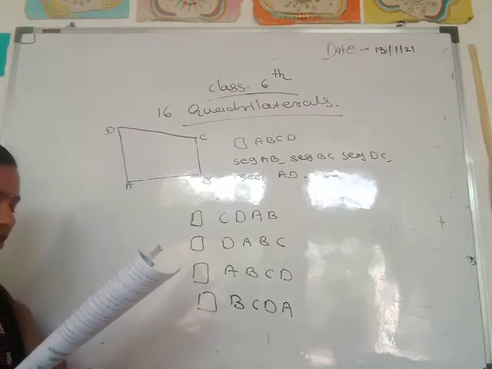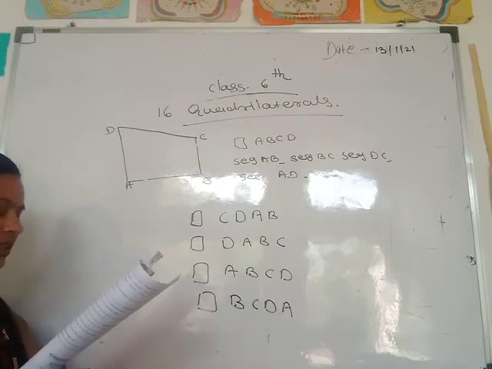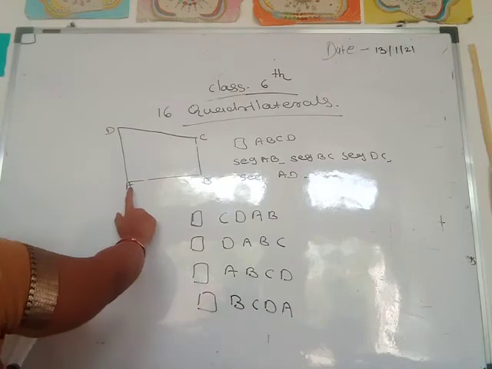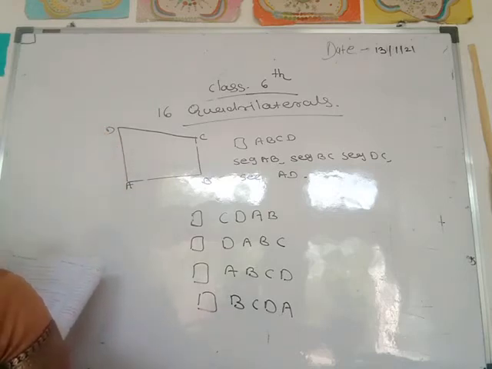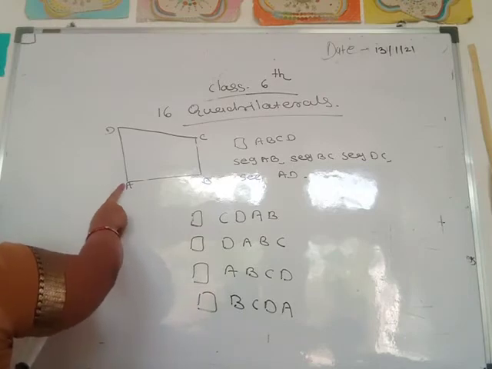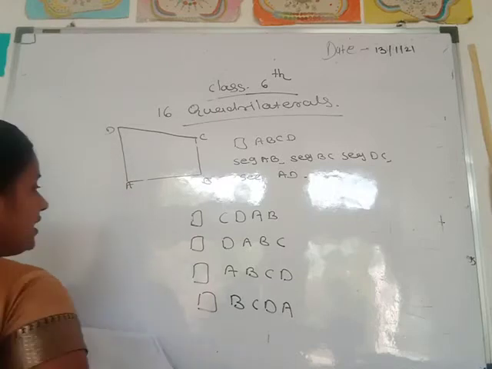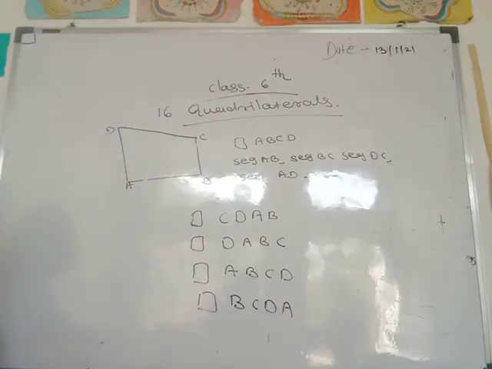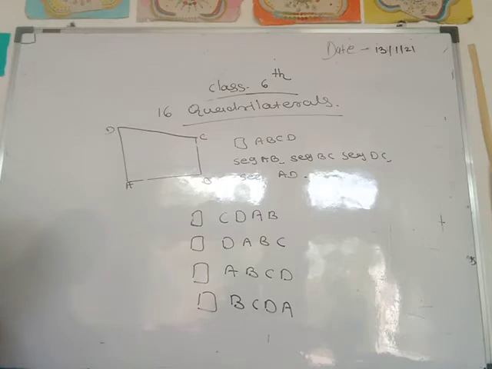Then, adjacent sides of a quadrilateral. The sides AB and AD of quadrilateral ABCD have a common vertex. Which common vertex? A. Therefore sides AB and AD are the adjacent sides. Adjacent sides means the sides of a quadrilateral which have a common vertex.